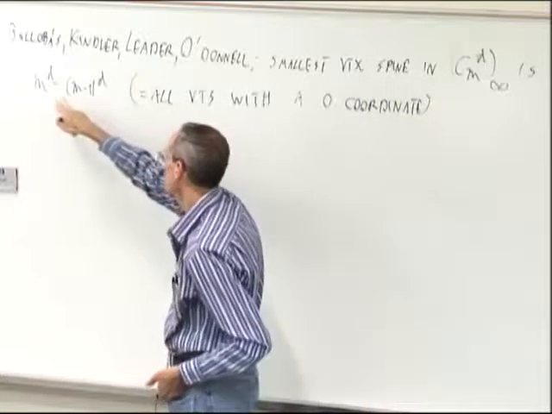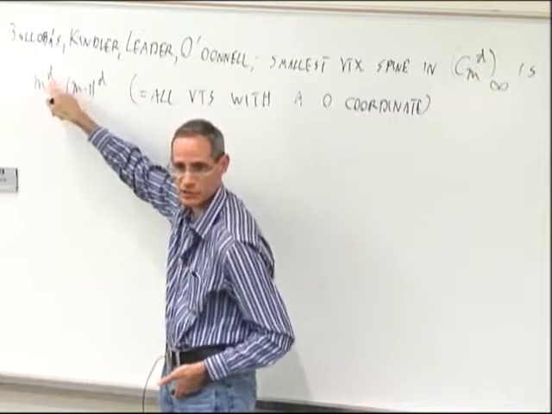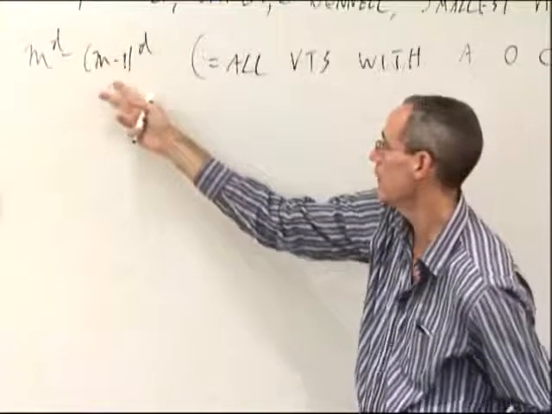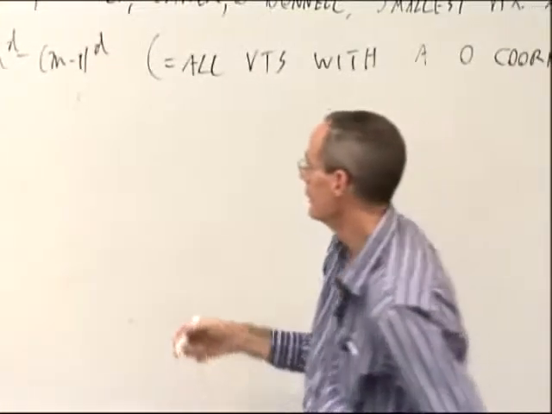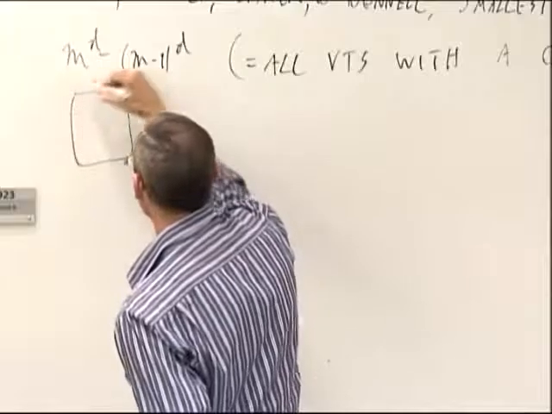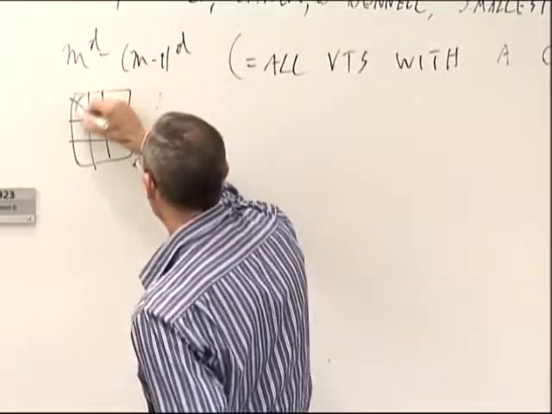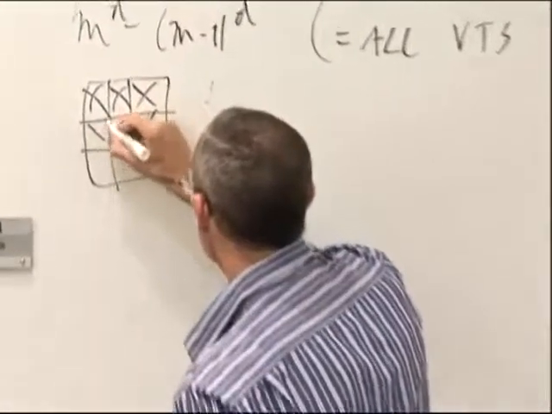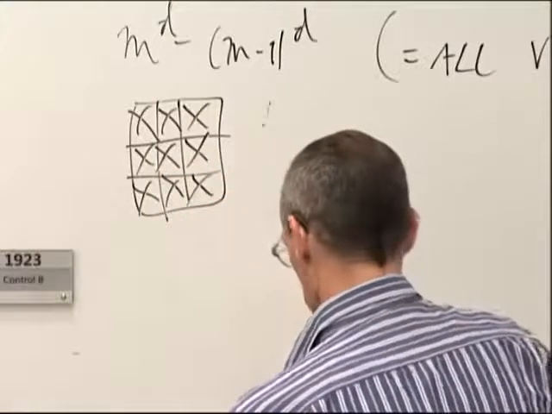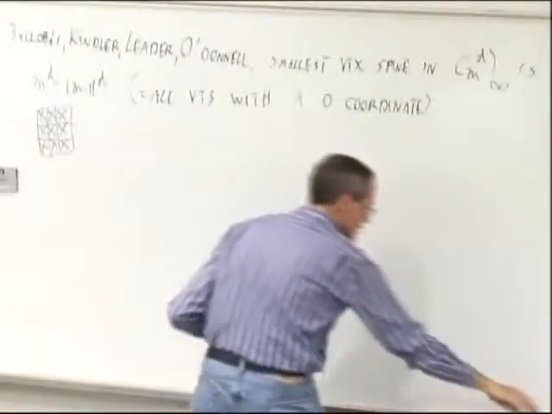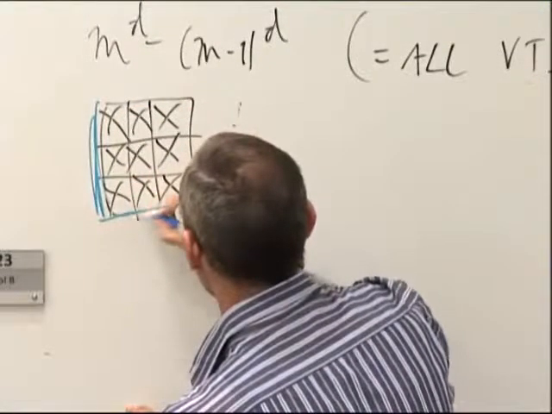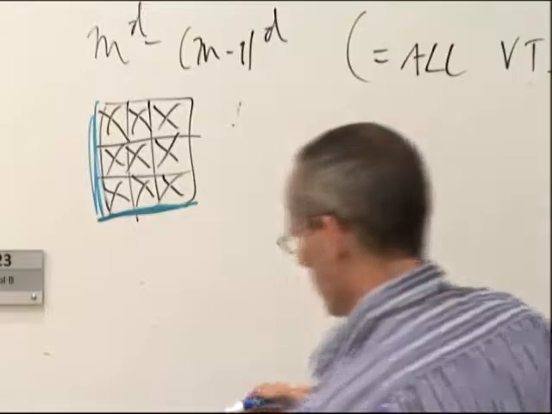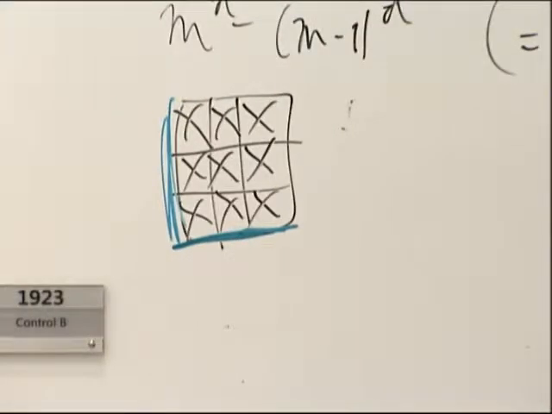So you see this is this number, right? Because the total number of vertices is m to the d, and the ones which do not have a 0 coordinate is m minus 1 to the d. And again, this says that we take maybe the most natural vertex spine, all the ones that are here, right? This and this. So that's the best that we can do, and as I said, that's already a proof.